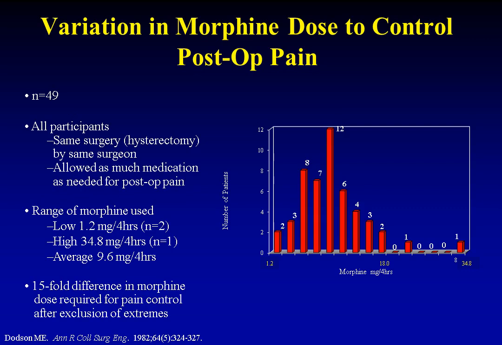We see that two patients require 1.2 milligrams of morphine injected every 4 hours. And at the other extreme of the graphic, one patient requires close to 35 milligrams of morphine every 4 hours. This makes a difference or a range of 30 folds. Even if we want to exclude the two outliers on the right, we can see that the different amount of morphine required to control pain from an identical surgical procedure can vary up to 15 folds, 15 times.